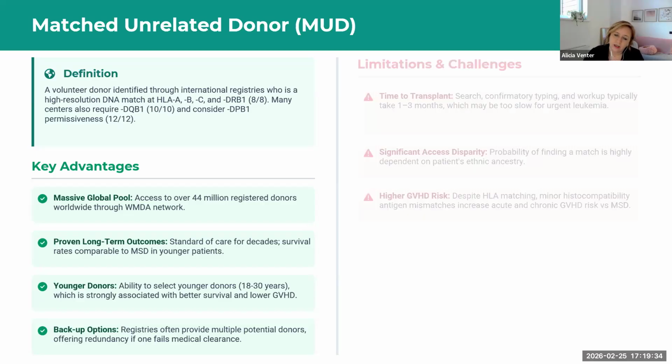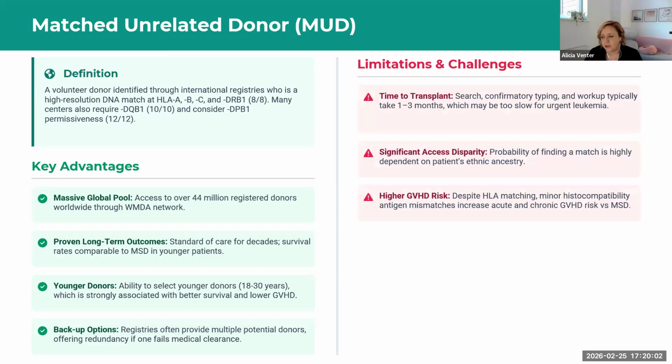But like with anything, there are also limitations and challenges for matched unrelated donors. The first, and probably the most concerning, the one that sort of defined my career up until now, is the time to transplantation. It can take really long to perform the search, find the donor, do the confirmatory typing, and complete the workup. And especially in very urgent transplant cases, your patient might just not have the time to wait for something like this.